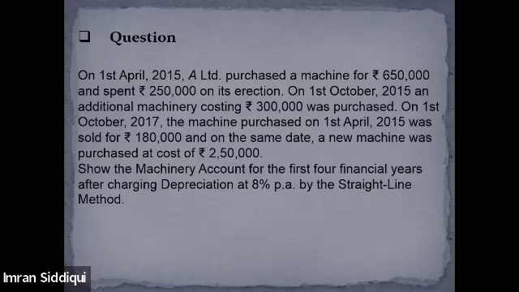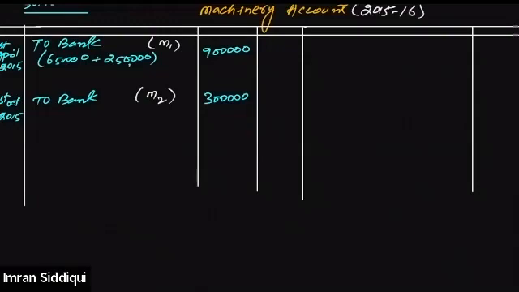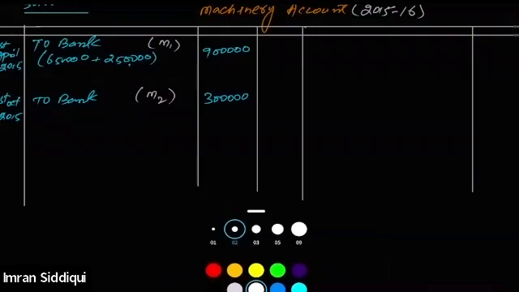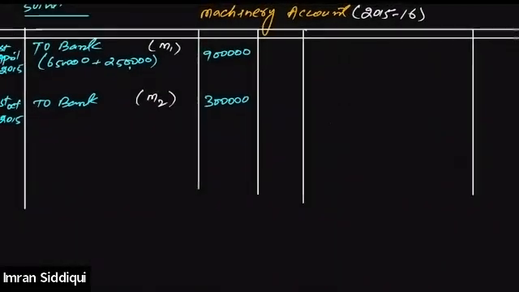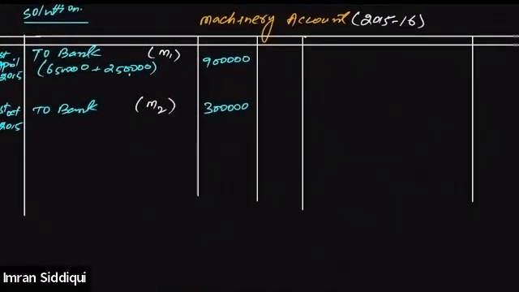Okay, so in the year 2017, we bought a new machine. But right now we are just preparing the account for the year 2015-16, so we don't have to record this transaction now. No other transaction took place in the year 2015-16, right? Is that right?